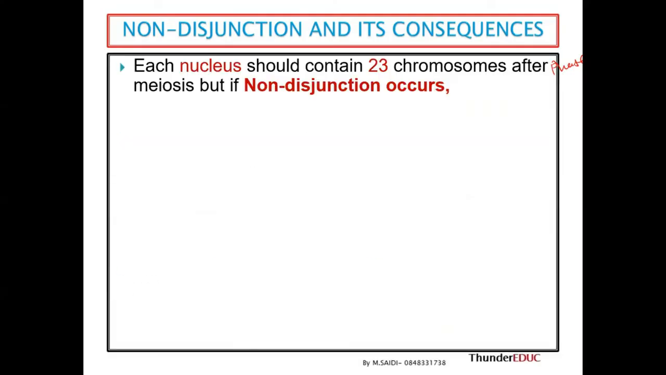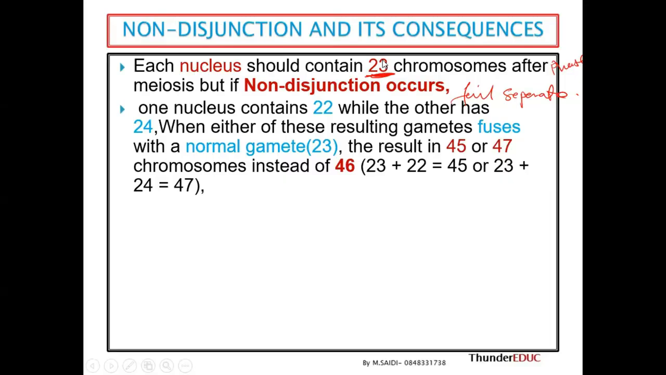So we are saying that, if it is a human cell, each nucleus must contain 23 chromosomes after meiosis. But if non-disjunction occurs, it means that the chromosomes fail to separate. That is what you call non-disjunction during anaphase. If the chromosomes fail to separate, then this number of 23 will not be achieved. So what happens in non-disjunction?